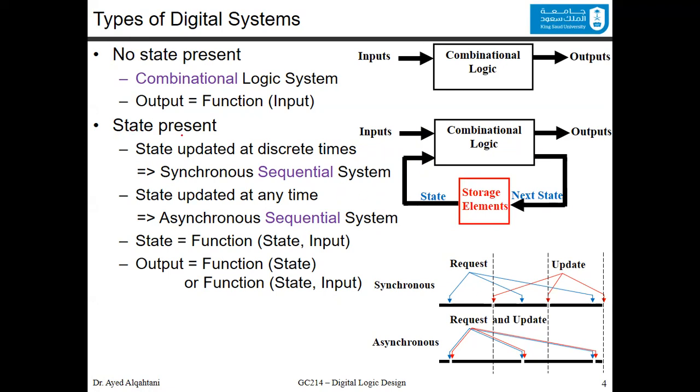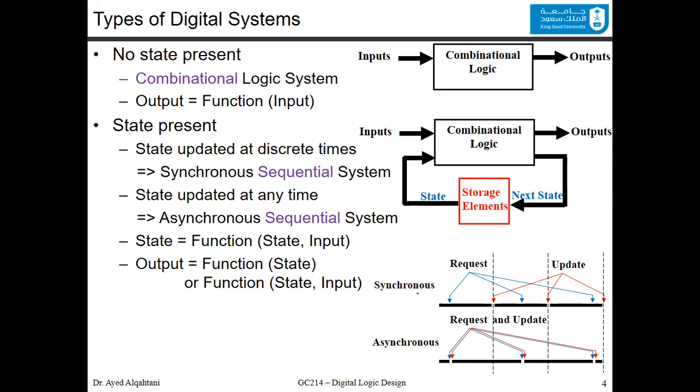So if the state exists, the state updates at discrete times. If that's happening, then we call it a synchronous sequential system. If the state updates at any time, then we call it an asynchronous sequential system.